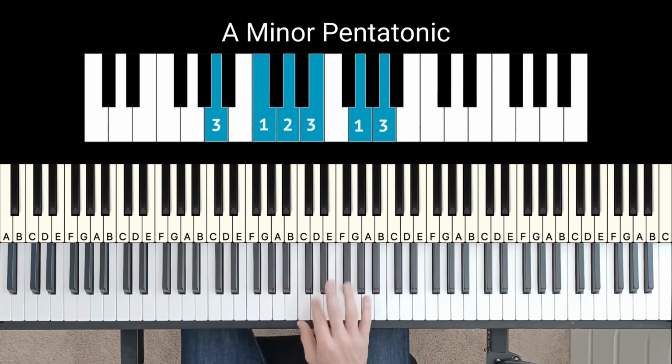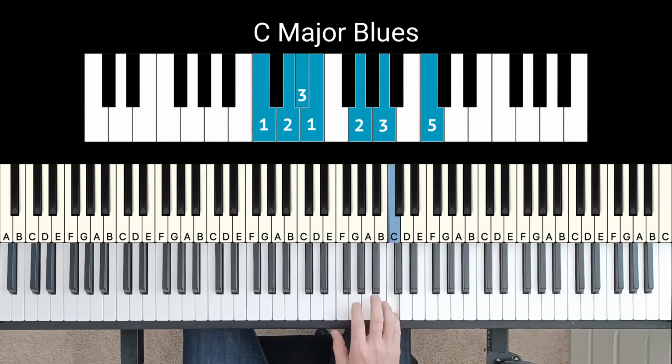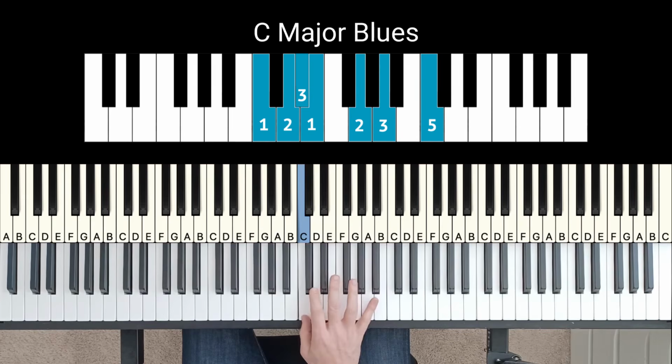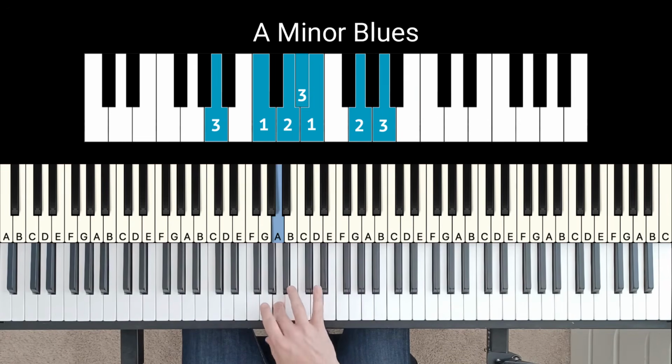And it's the same for the major blues. I work down 3 half steps, 1, 2, 3, and that's my A minor blues scale using the same finger pattern.